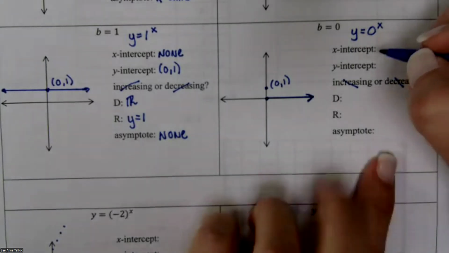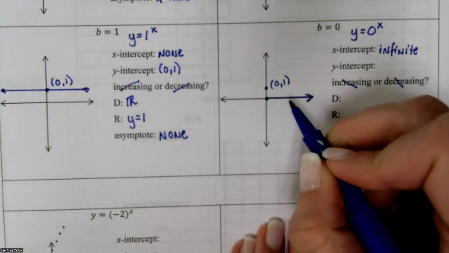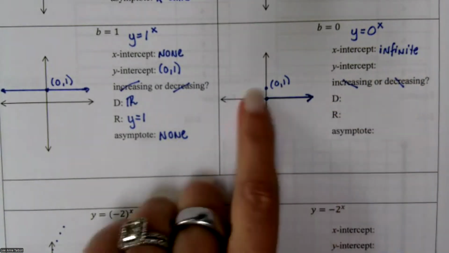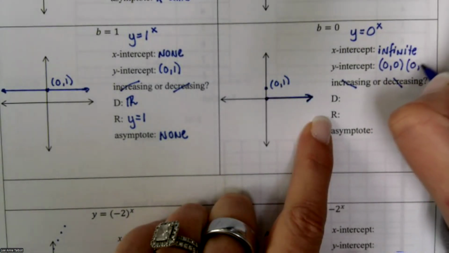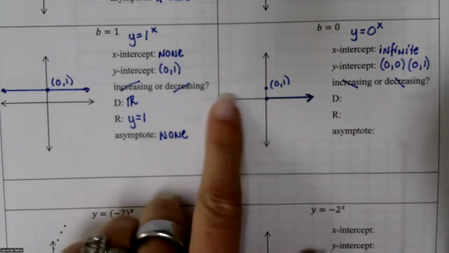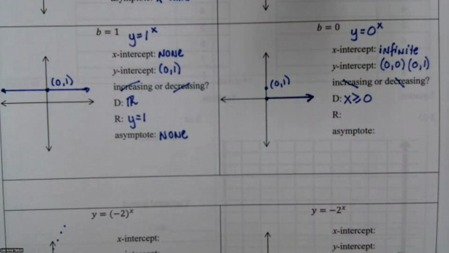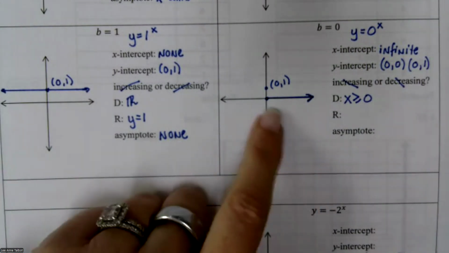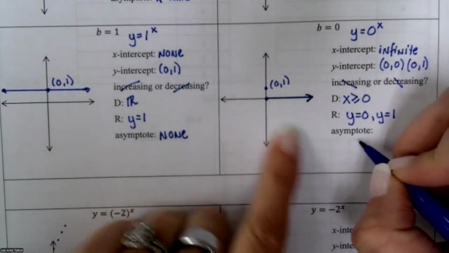Okay, this one's fun. It has infinite x-intercepts. They're all along here. And it has 2 y-intercepts, 0, 0, and 0, 1, which makes it not a function. Okay, doesn't go forever left. X is greater than or equal to 0. There's only 2 y values, y equals 0 and y equals 1.